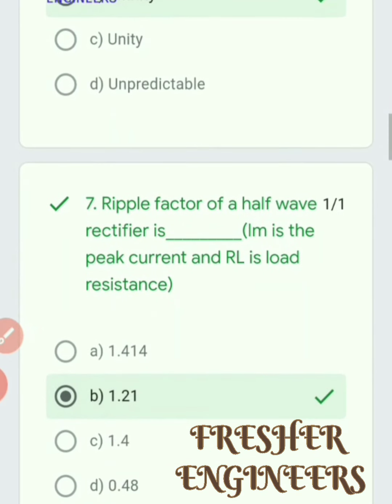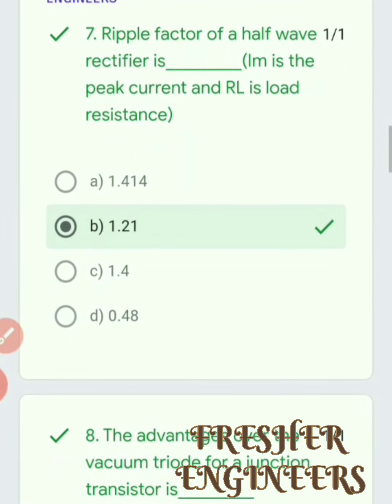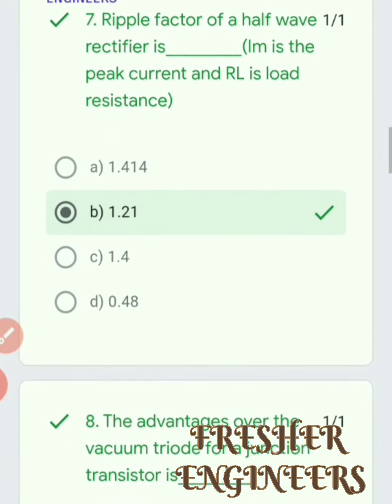Ripple factor of a half wave rectifier is 1.21. Hence, the correct option is B.